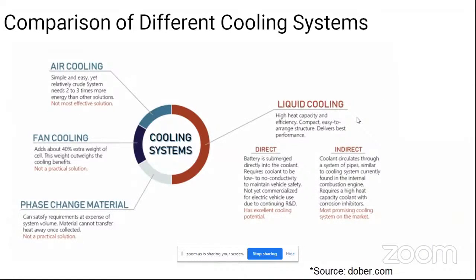Here is a comparison of different cooling systems. There is air cooling, fan cooling, phase change material, and liquid cooling. In liquid, there are two types of cooling system, direct and indirect. In direct, the battery cells are directly immersed in the liquid. In indirect cooling, there is a flowing tube or flat tube, depending on the design. A tube passes through each two rows of the cells, taking the heat from the cells, and the liquid flows away. So that is liquid cooling, phase change material, fan cooling, and air cooling.